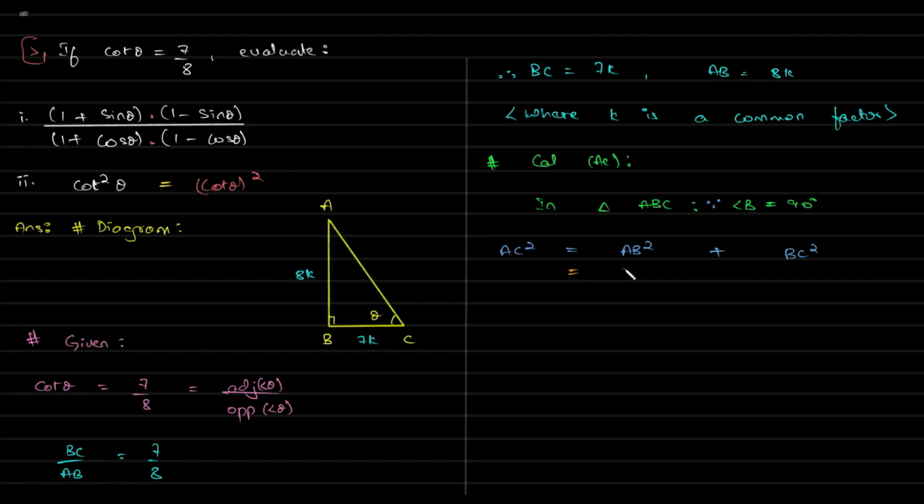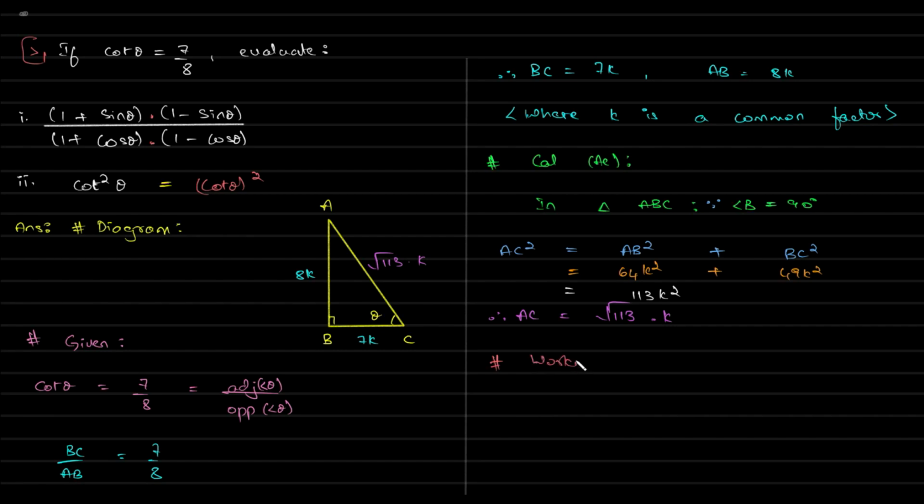For that you should talk to your teachers because they will be able to guide you then and there. 64k square plus 49k square. Because I'm showing the lengthiest version, you need not write so much. Please remember that. So this will add up to 113k square. Therefore AC is equal to square root of 113 into k. So we have all the three sides.